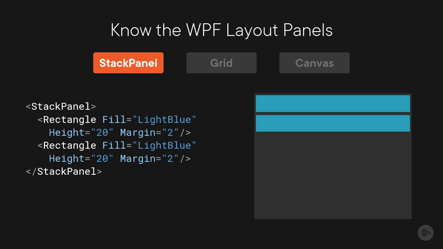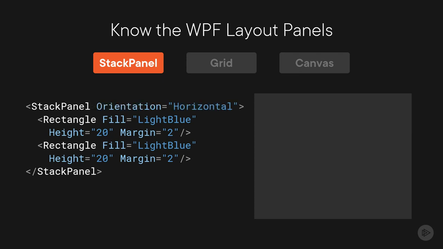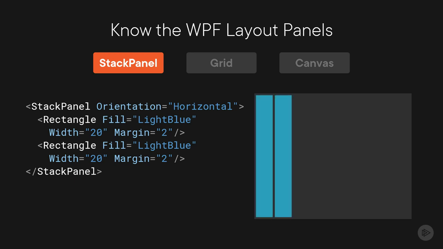By default, the stack panel stacks elements vertically, but if you set its orientation property to horizontal, it stacks elements horizontally. Instead of setting the height properties on the two rectangles, let's set the width properties to 20, as setting the width makes sense when you have a horizontal stack panel. Now the stack panel arranges the rectangles like this. As you can see, the two rectangles are stacked horizontally.